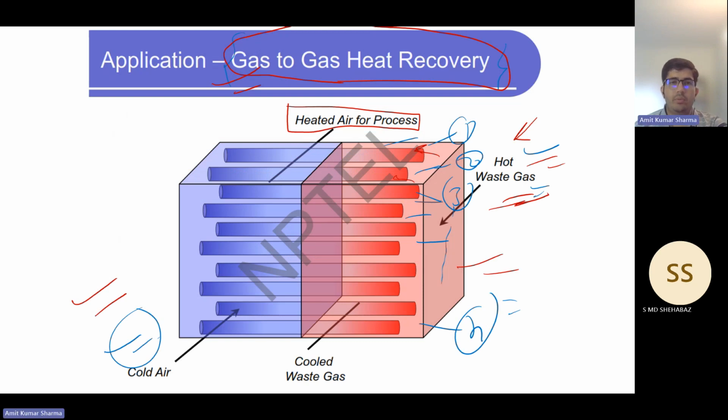So these are basically used for gas to gas heat recovery. You can see on the right side we have hot waste gases. On the left side we have cold air. So we can heat the cold air to heated air for our process heating. We can cool the hot waste gases to cooled waste gases. And in this way we can use the waste heat. And you can see here we are installing multiple heat pipes for maximum recovery of waste heat.